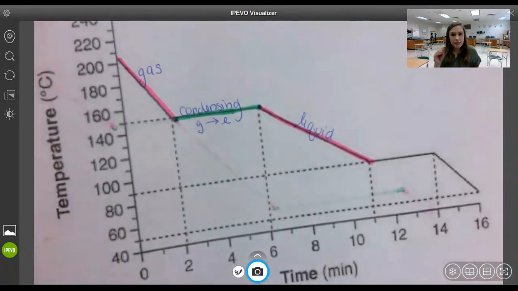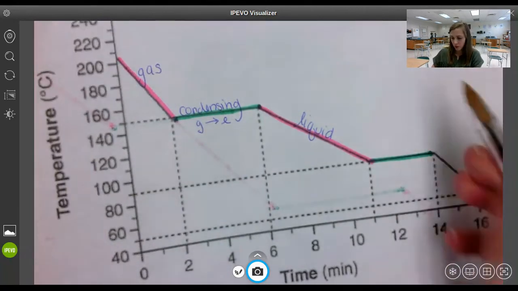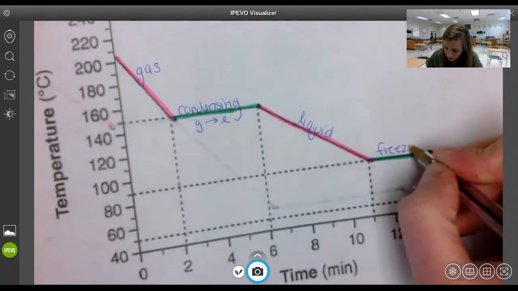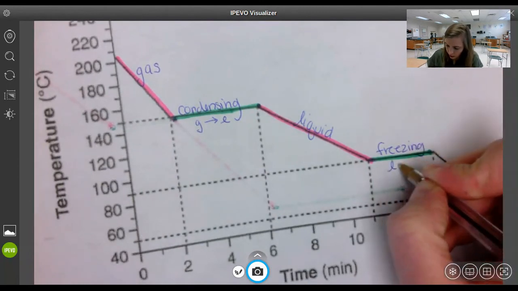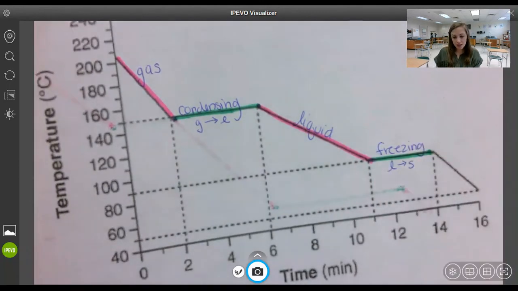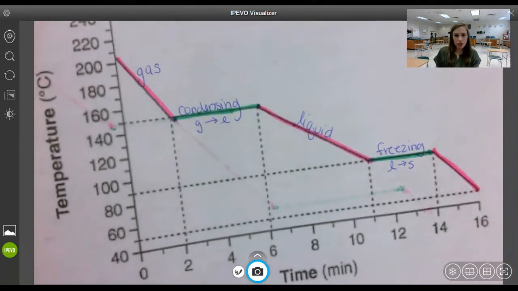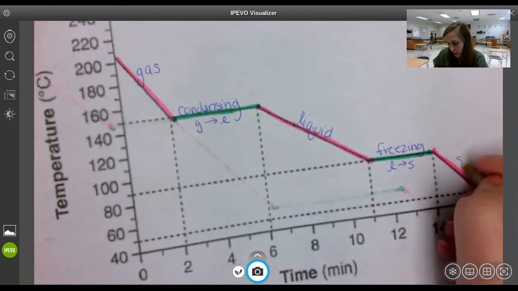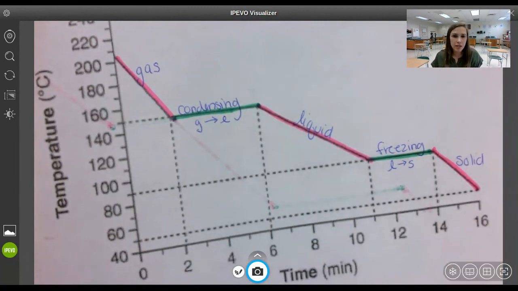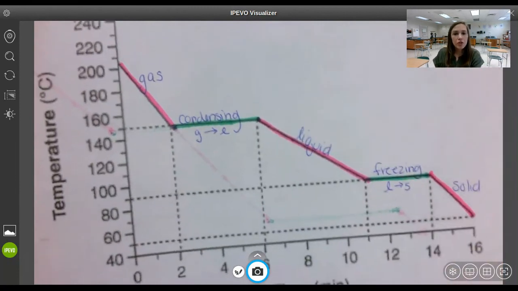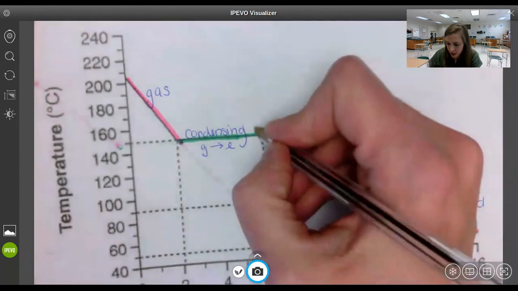Okay, the temperature is decreasing for that liquid. When we get to 11 minutes, we see the temperature flatten out again. Okay, that would be where it's freezing. Okay, where we have a liquid changing into a solid phase. And then finally, after you get to freezing, if the temperature starts to drop, that must mean that it's completely in the solid phase.